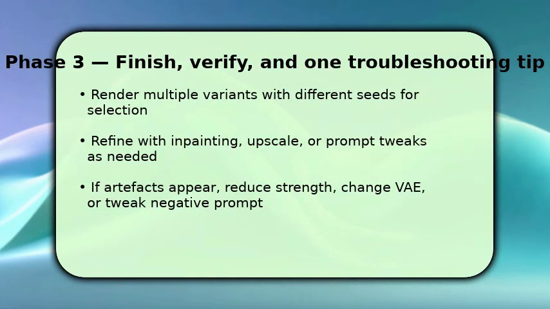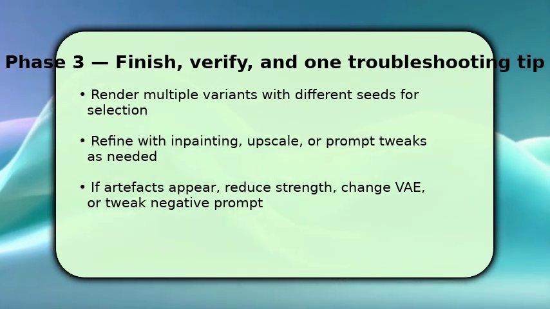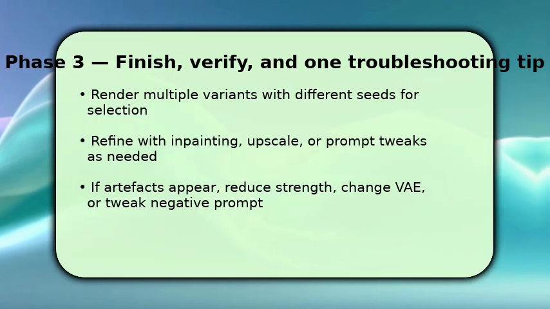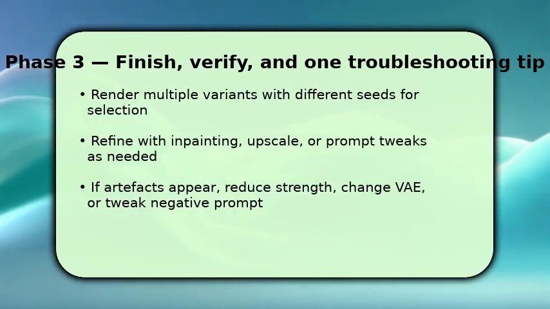You render several variants, changing the seed and small prompt phrases to explore results, then pick the best and refine it. Once you have a candidate, use inpainting for local fixes or run an upscale model for final quality.